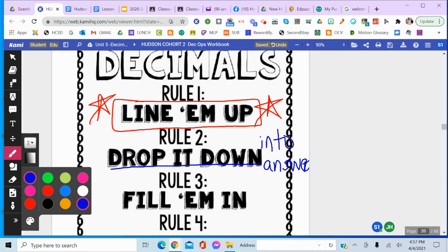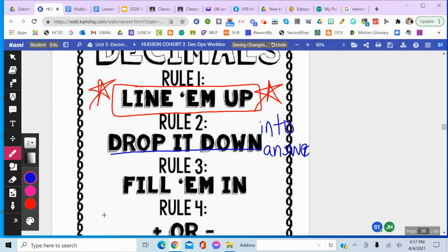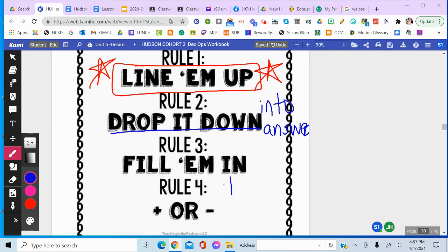Okay, and then you're going to fill them in, which means that you're going to add zeros to make them all the same place values, and then add or subtract last. Okay, so this again should be familiar territory for you. You've been doing this for years.